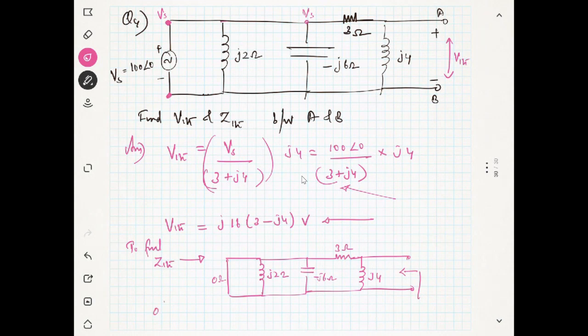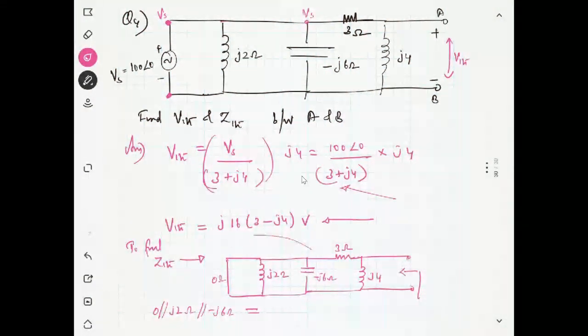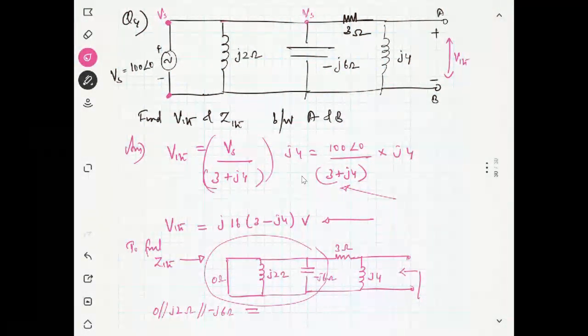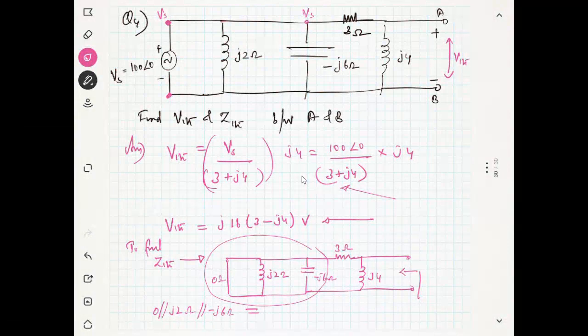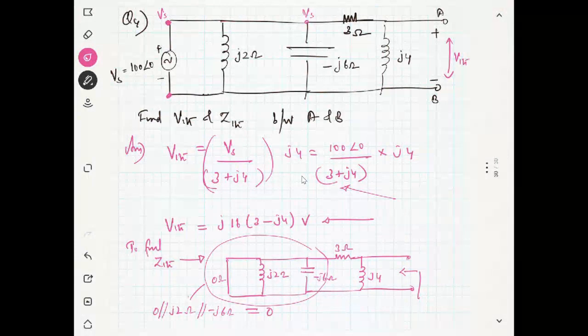So you can see 0 parallel J2 parallel minus J6. These are all parallel, and the 3 plus J4 path will be 0, right? This path will be 0. Yes, the path I showed here.